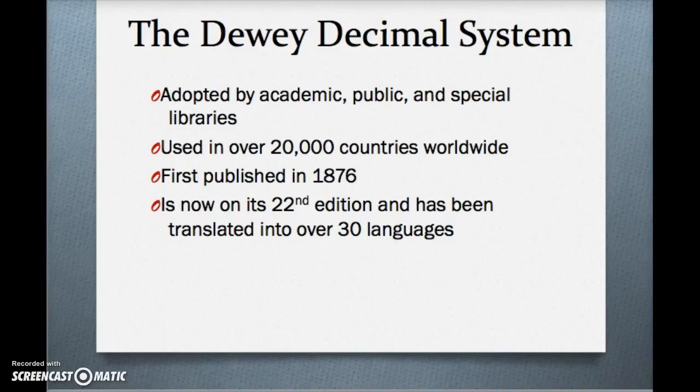The Dewey Decimal System has been adopted as an organizational tool by academic, public school, and special libraries in the U.S. and is also used by over 20,000 libraries around the globe. It was first published in 1876. Now, on its 22nd edition, it has been translated into over 30 languages and has become the most widely used classification system throughout the world.